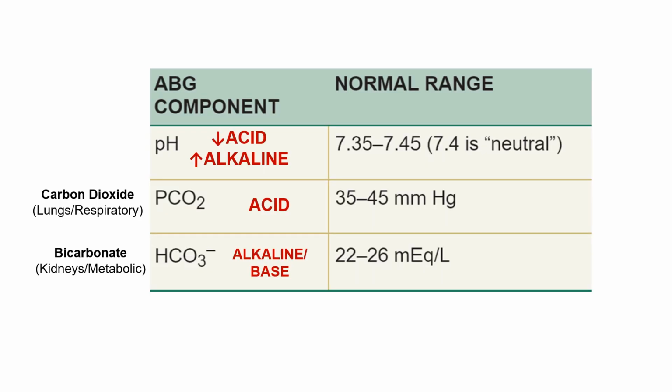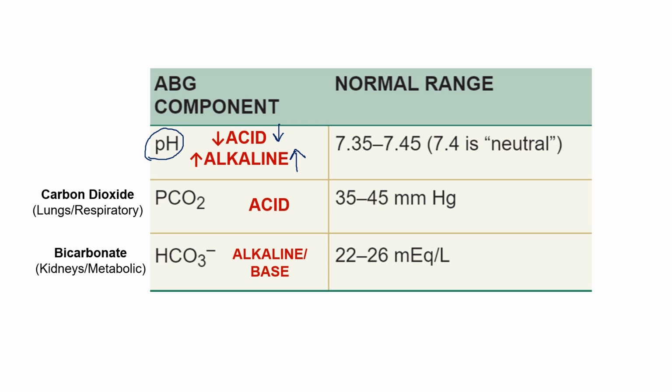Interpreting arterial blood gases. In order to be able to interpret a blood gas, you need to have this information in your mind at all times. All right, so let's break it down. We have our pH level here. If our pH level is decreased, we're going to be acidic, and if it is increased, then we will be alkaline.